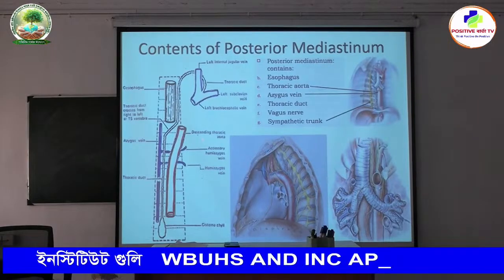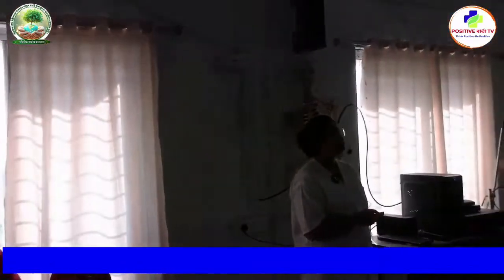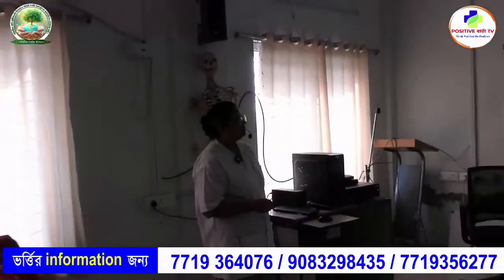Okay, understood? This is thoracic duct. This is starting below from the cisterna chyli, ascending upward and draining at the left brachiocephalic vein. Okay, two veins, left internal jugular and left subclavian, are joining to form the left brachiocephalic vein. Okay, understood? And this is sympathetic chain.